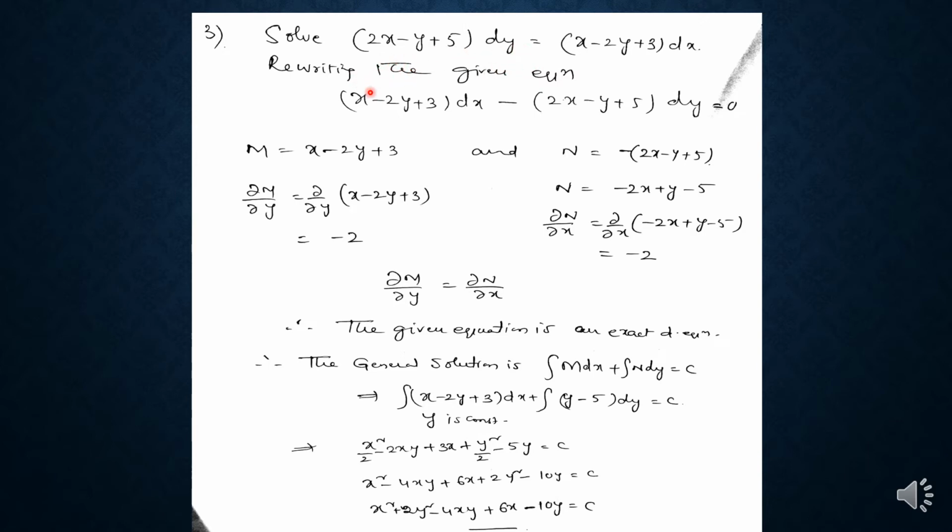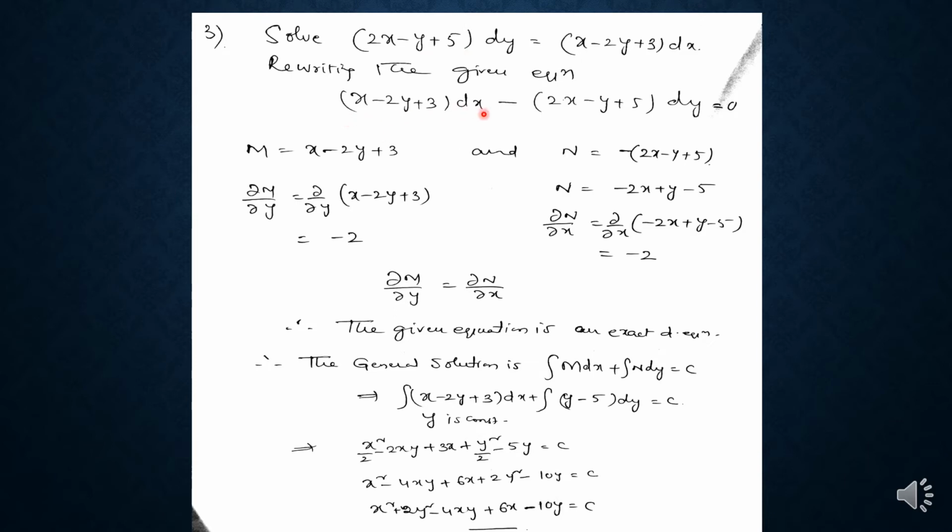So you can rewrite the given equation, as we should check whether it is in the exact differential equation form or not. The general form of the exact differential equation is M dx plus N dy is equal to 0. So at first we should rewrite the equation with the dx term first, that is (x minus 2y plus 3) dx minus, when this term comes to the right hand side, (2x minus y plus 5) dy is equal to 0.